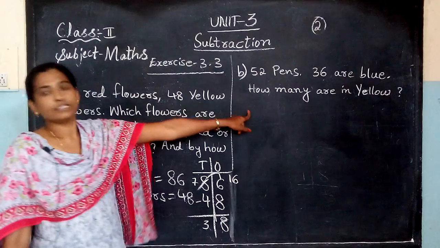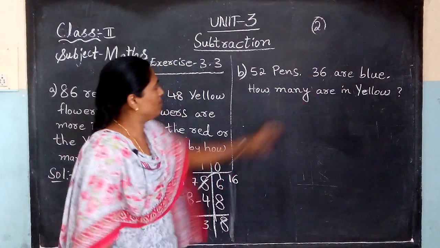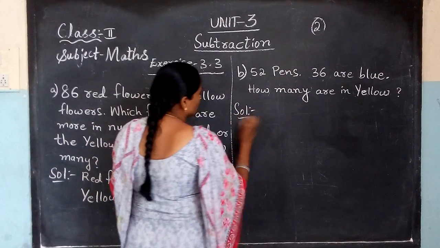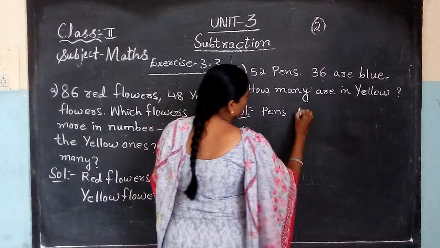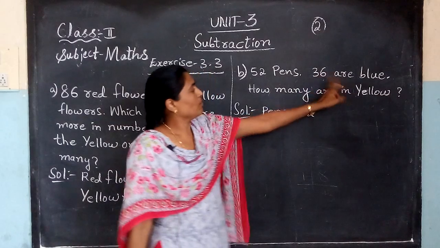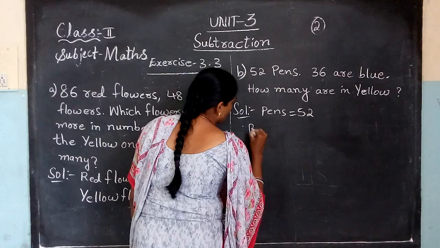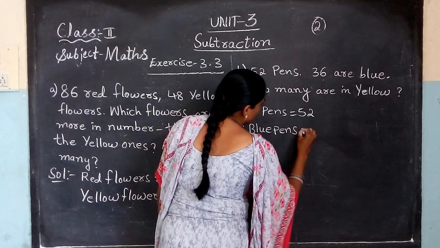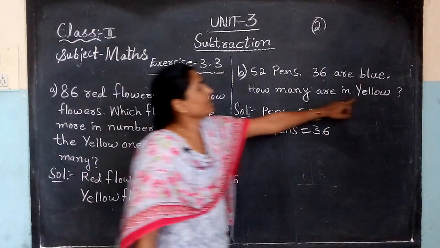Next another sum, 52 pens. Total pens how many are there? 52 pens. Solution, pens how many? 52. Among those, how many are blue? 36 blue. Blue pens how many? 36. How many are yellow?